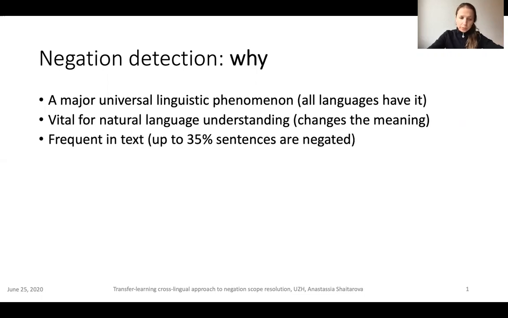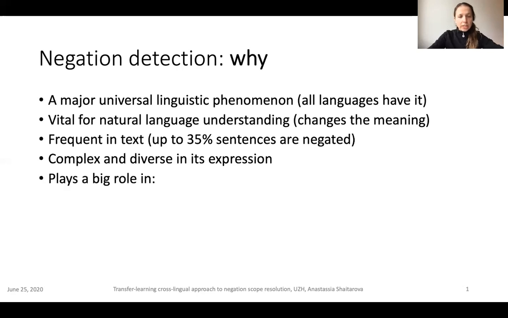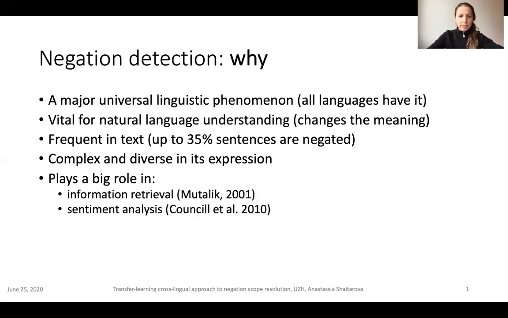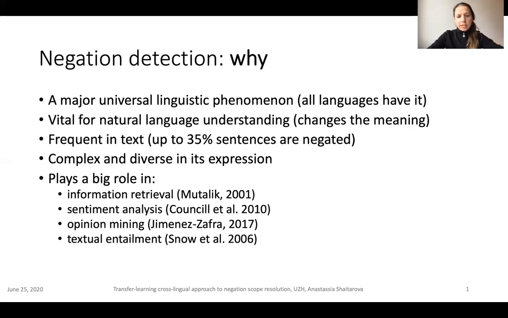Also, negation is frequent. It depends on the domain and genre, but from what I've seen in the data and the literature, the number of negated sentences can go up to 35% of the data, which is quite significant. And of course, negation is very complex and diverse in the way it expresses itself in a language, and even more so cross-linguistically. Negation detection plays a big role in many downstream tasks. Here I'm giving just a few citations, but all the researchers report that results improve once negation is addressed.